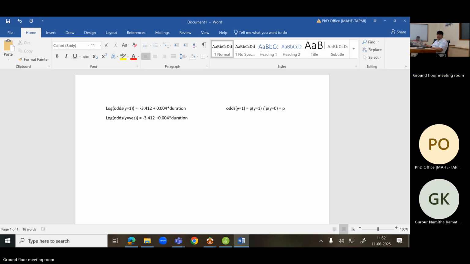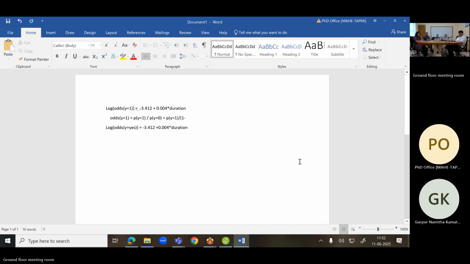They are going to be complementary events. So probability of y equal to 1 divided by, how do you write the complementary event? 1 minus probability of y equal to 1. P upon 1 minus P.